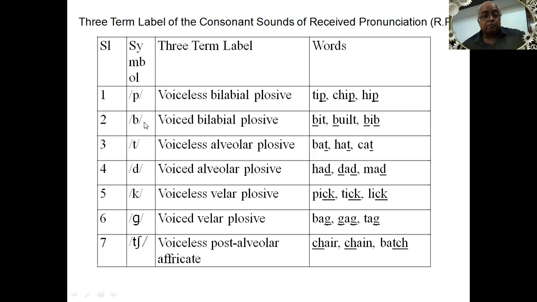B. See again, this is written within slant lines. So this is a symbol. Is a voiced bilabial plosive. The state of the glottis is voiced. The place of articulation is bilabial, and the manner of articulation is plosive. So this is found in words like backed, this T in the word backed, T in the word hat, and T in the word cat. No problem with this either.